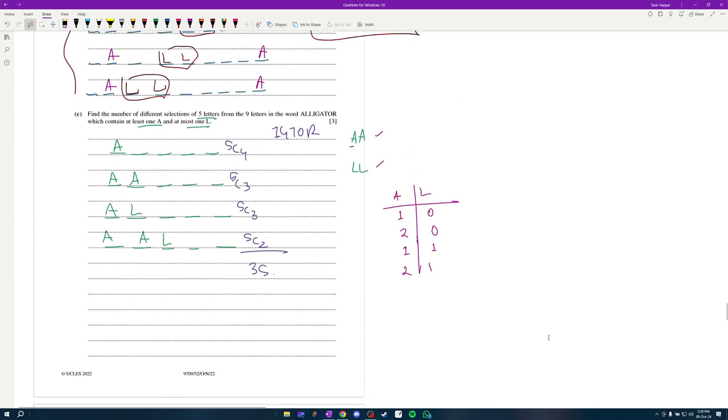Find the number of different selections of 5 letters from the 9 letters in the word alligator, which contain at least one A and at most one L. So we need to make a table again. We are selecting 5 letters. So at least one A.